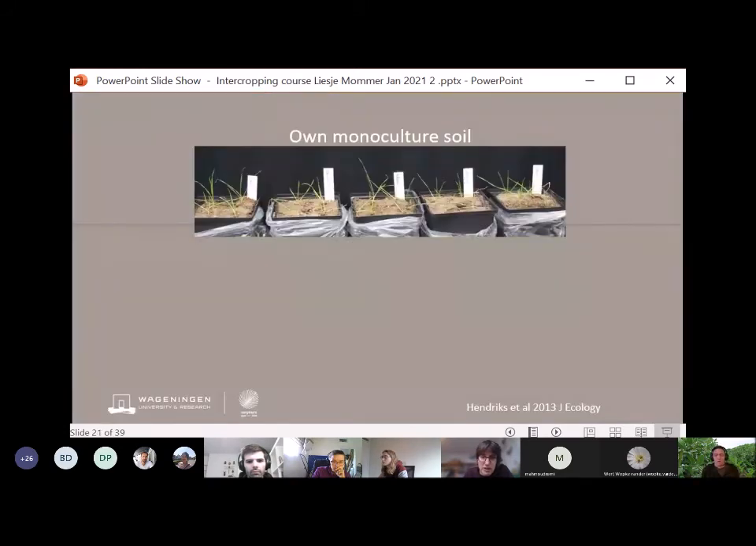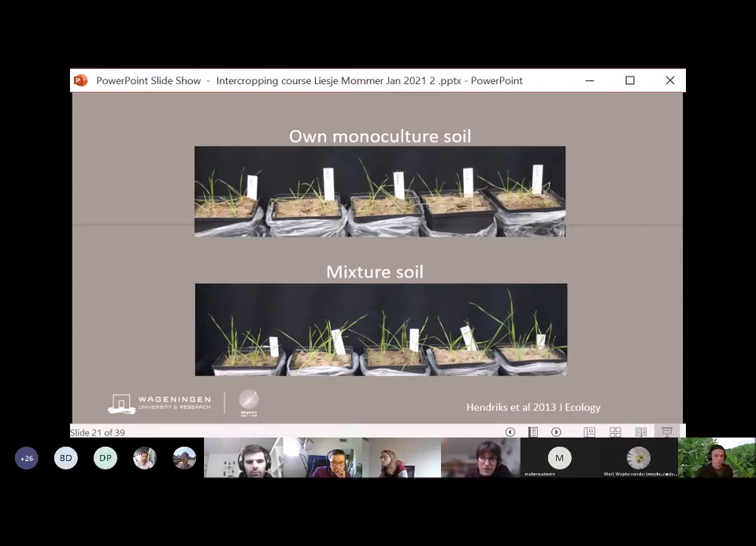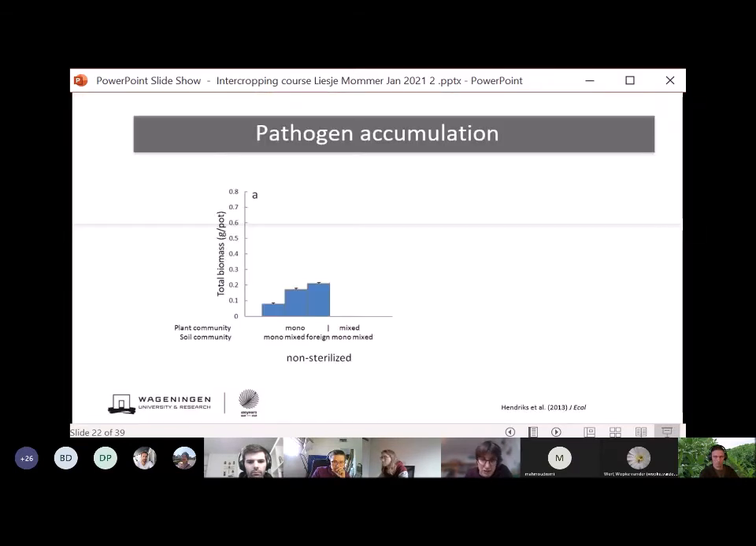And this is actually how that looks. If you see a plant species growing on its own soil, you see the plants are growing really miserable. They really do not do well. And if the same plant species grow on a mixture soil, they look much greener and they're also much bigger. So you don't need statistics to see the outcome of this experiment, but I'll guide you through the analysis.